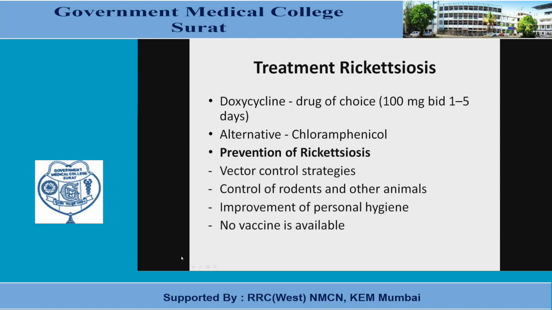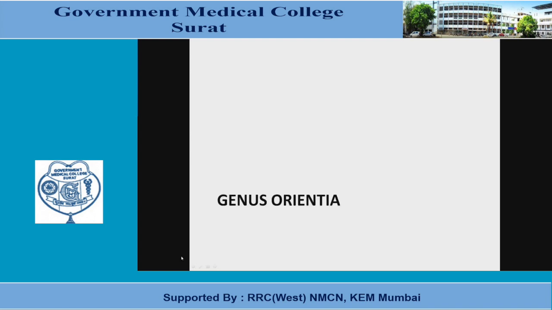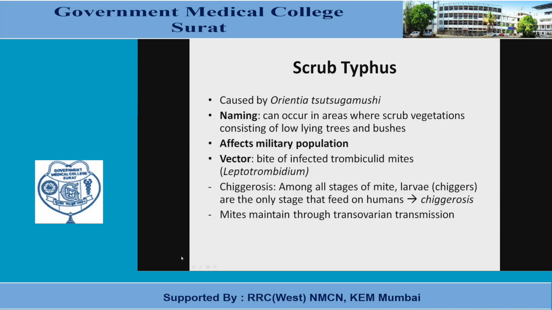The drug of choice is doxycycline, 100 mg BD, for 1 to 5 days. The alternative is chloramphenicol. And how to prevent? Vector control strategies are the mainstay: control of rodents and other animals, improvement of personal hygiene, and a vaccine is not available. Okay, so this was about the rickettsia, mainly epidemic typhus, endemic typhus, the spotted fever group, and scrub typhus. Scrub typhus will come now. This is scrub typhus, caused by Orientia tsutsugamushi. This organism comes under this group of rickettsia.